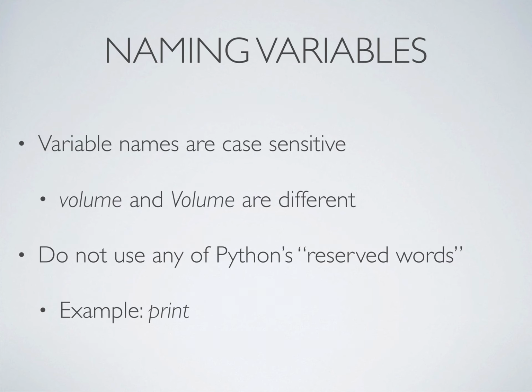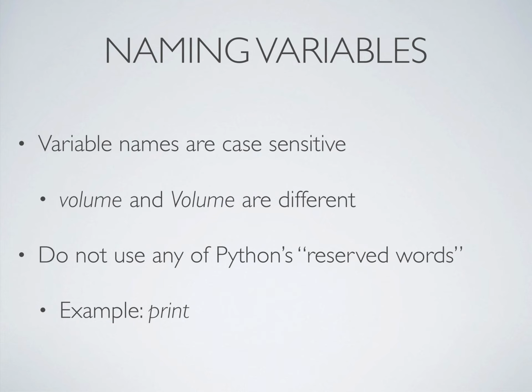Another thing to keep in mind, variable names are case sensitive, meaning a lowercase version of a letter is different from an uppercase version of that letter. So for example, volume with a lowercase v and Volume with a capital V, those are two different variables. Those are two different storage containers.